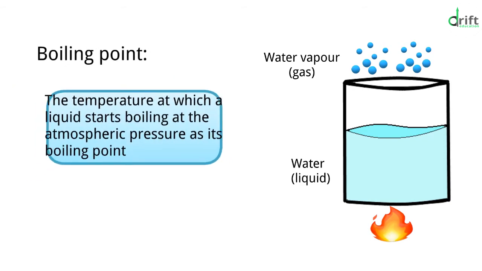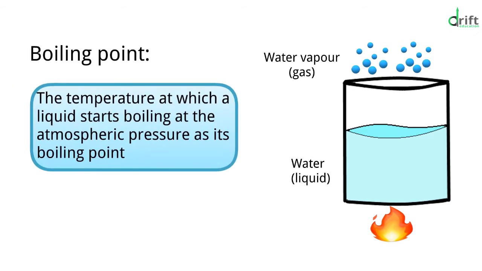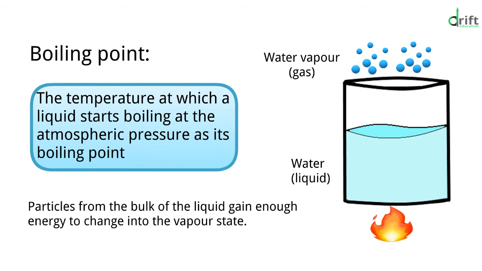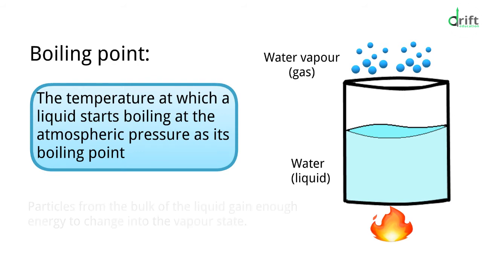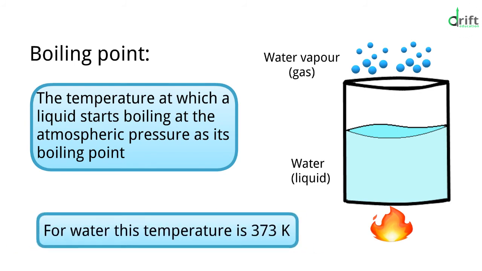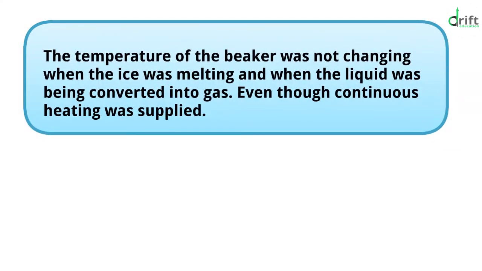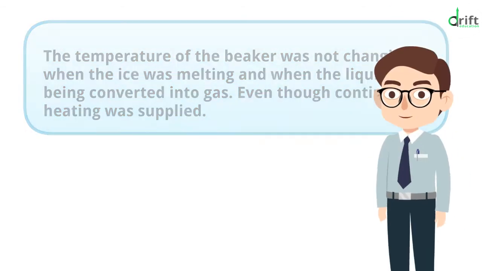In general, we call the temperature at which a liquid starts boiling at a given atmospheric pressure its boiling point. We see boiling is a bulk phenomenon. Particles from the bulk of the liquid gain enough energy to change into vapor state. For water, this temperature is 373 Kelvin. Interestingly, you must have noticed that the temperature of the beaker was not changing when the ice was melting and when the liquid was being converted into gas, even though continuous heating was supplied.